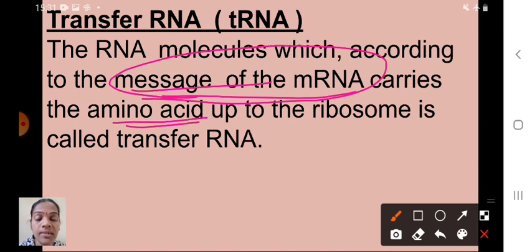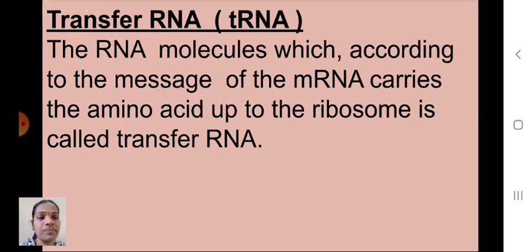So we discussed what is meant by ribonucleic acid and what it is made up of. That also we discussed. Next, according to function there are three types of RNA, and what their exact functions are, that also we discussed. Children, shall we go to the next one now?